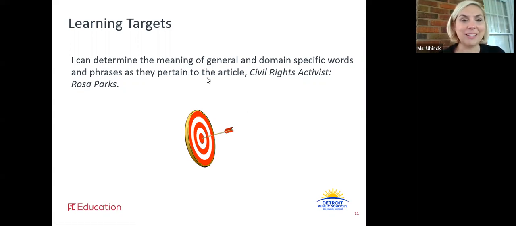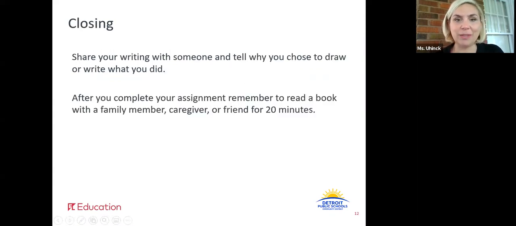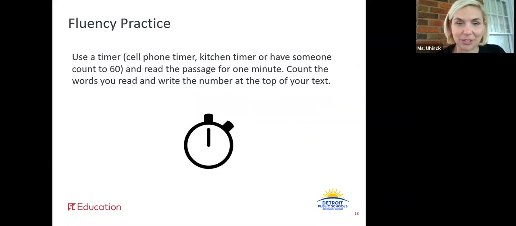All right, so now what we're going to do, you're going to share your note catcher with someone and tell them why you chose to write what you did. After you complete your assignment, remember to read a book with a family member, a caregiver, or a friend for at least 20 minutes. And then you're going to use a timer. So this could be a cell phone timer, kitchen timer. You can have someone count to 60, but you're going to read that passage for 1 minute. You're going to count the words, write that number at the top of your text.